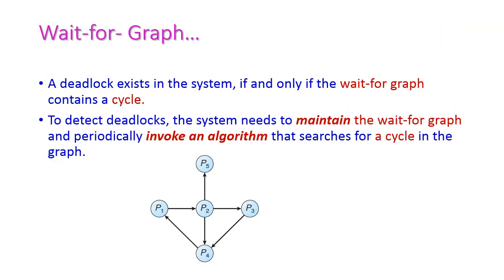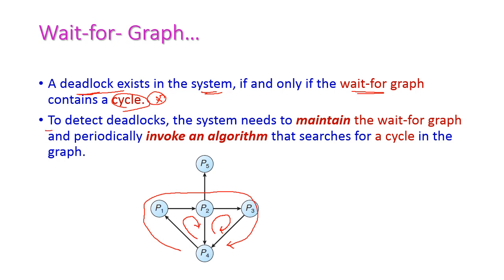A deadlock exists in the system if and only if the wait for graph contains a cycle. If there is a cycle in the wait for graph, then a deadlock exists in the system. For example, in this particular graph, this is one cycle, here is another cycle, and here is another cycle. So many cycles are there, so definitely there is a deadlock in the system.